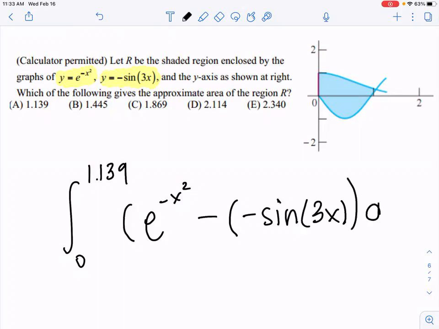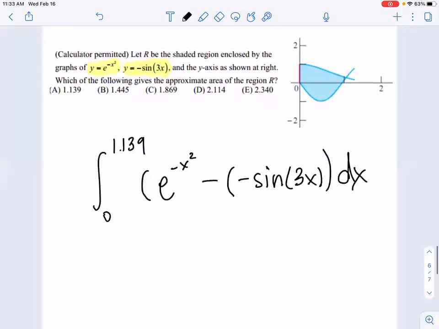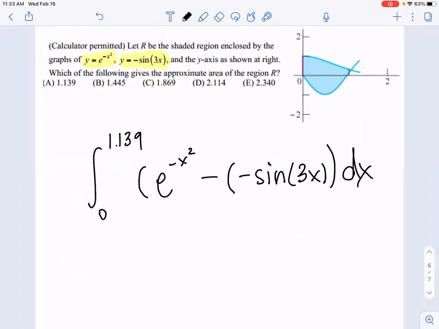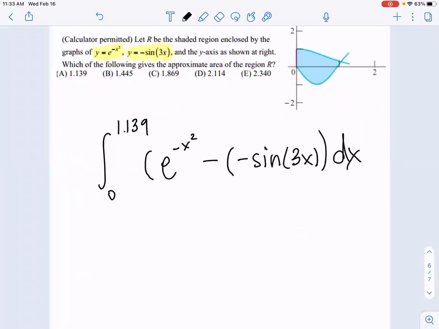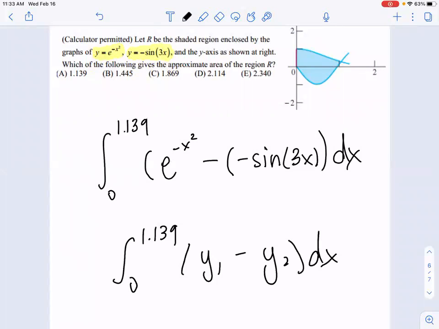Okay, so when you do this in your calculator, first of all, make sure anything that you type into your calculator, you write on your piece of paper. I feel like we learned our lesson a little bit last chapter with that. Please write down what you type in. Now, since you put these in your calculator, you can math 9, 0 to 1.139, y1 minus y2, and then you don't have to type those in again.